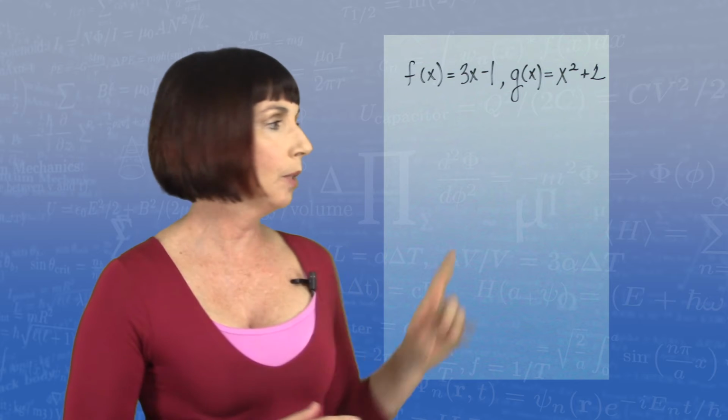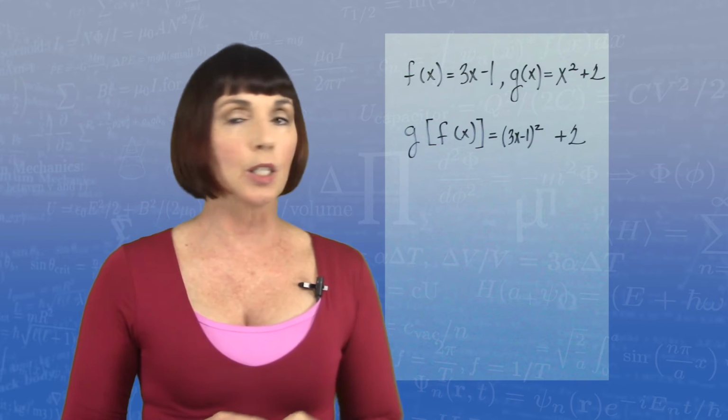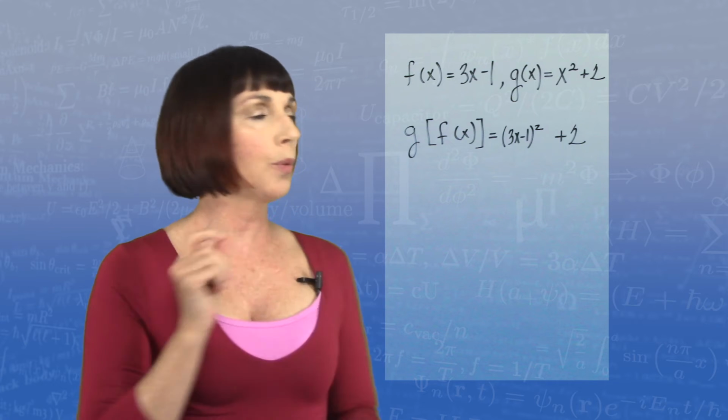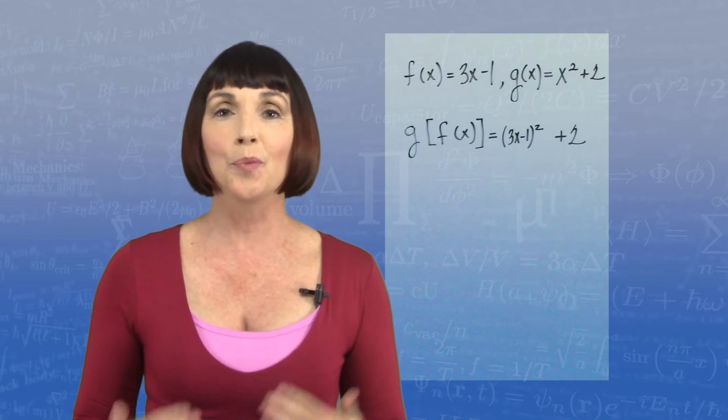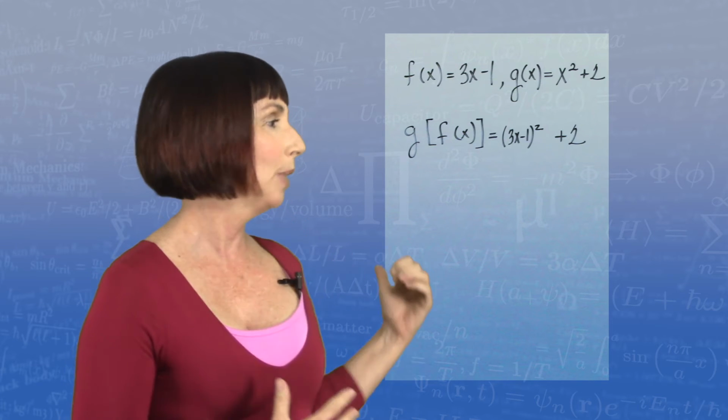Okay, I've got my same two functions up here. f of x is equal to 3x minus 1, and g of x is equal to x squared plus 2. Now let's go the other way. Let's find g of f of x. So everywhere I see an x in my function g, I'm going to put in the function f of x. Okay, so that gives me (3x minus 1) squared plus 2. In g of x, I had x squared plus 2. Well, now I replace that with f, which is 3x minus 1. So I get (3x minus 1) squared plus 2.